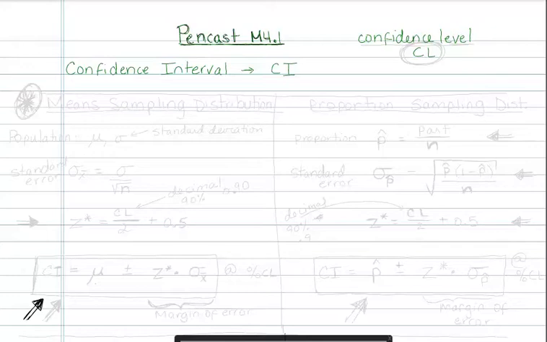There's 2 types of confidence intervals that you're going to have to write. And we're basically going to make 2 columns here in the notes. We're going to do this for means sampling distributions.